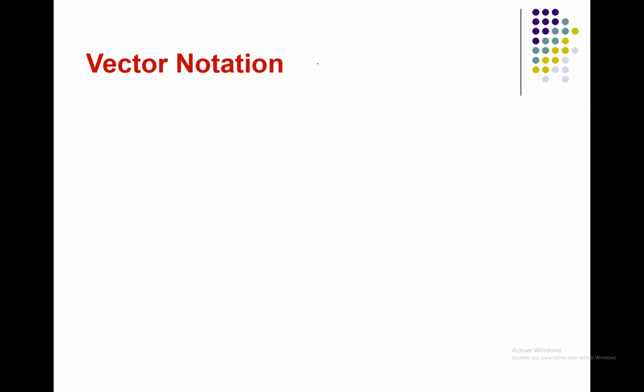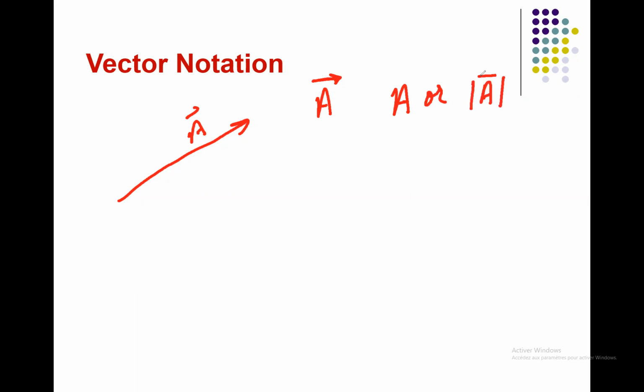Vector notation. A vector notation must be, for example, if we have a vector A, the notation is A with an arrow. To determine that this is a vector, you write the A and don't forget the arrow above it. The magnitude of A must be written like this. You can write A as a magnitude or like this. This is the magnitude of the vector A, and this is the vector A.